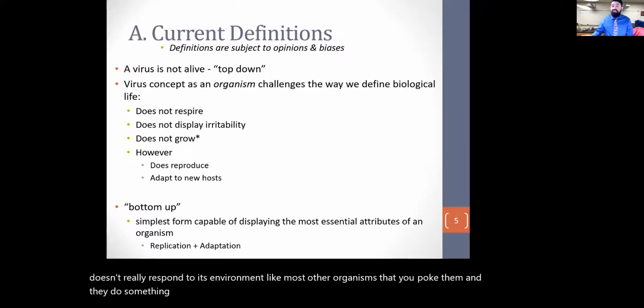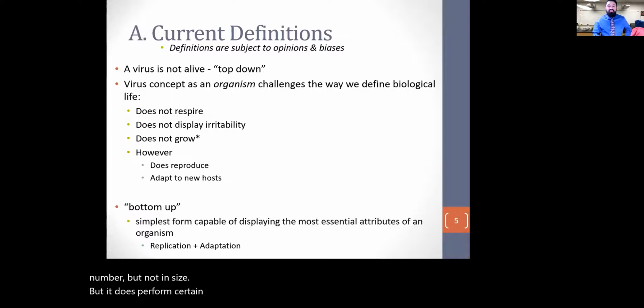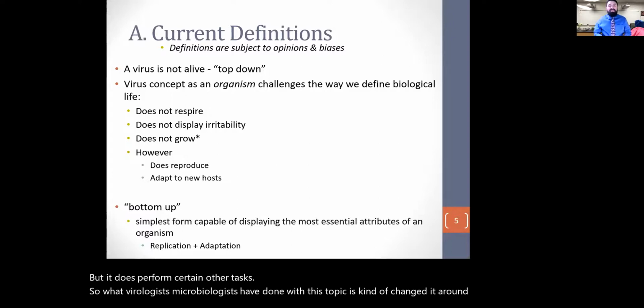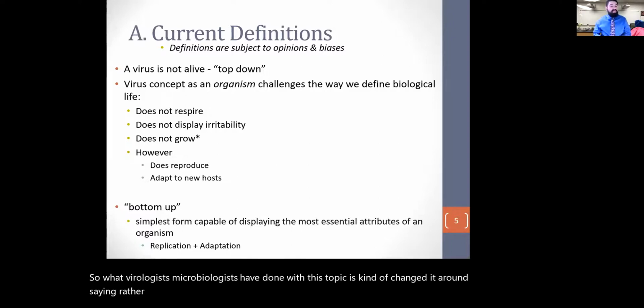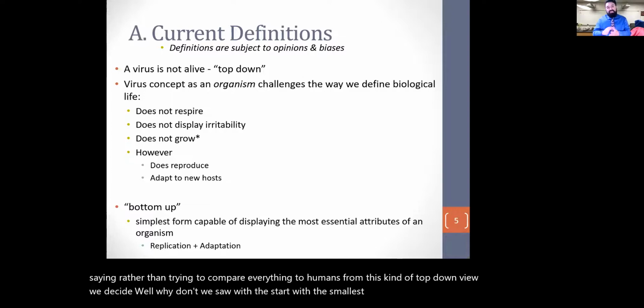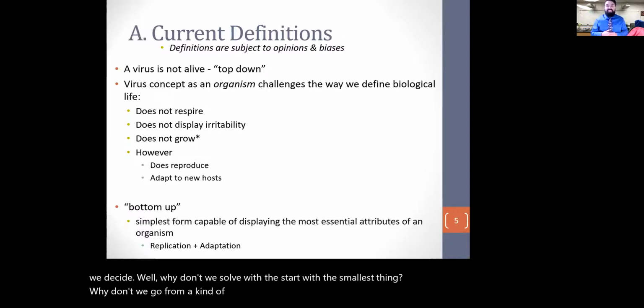It doesn't get bigger, which is kind of interesting. It does grow in number, but not in size. But it does perform certain other tasks. So what virologists and microbiologists have done with this topic is kind of change it around, saying, well, rather than trying to compare everything to humans from this kind of top-down view, why don't we start with the smallest thing? Why don't we go from a bottom-up perspective?